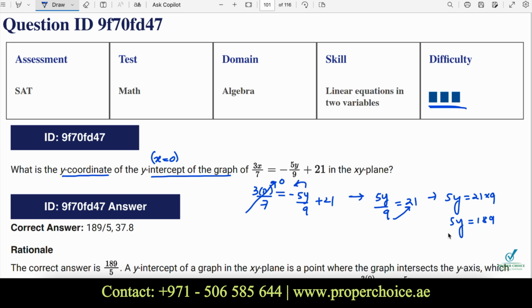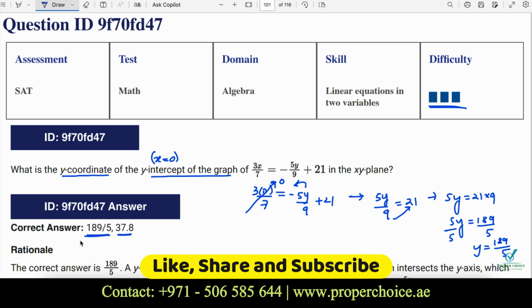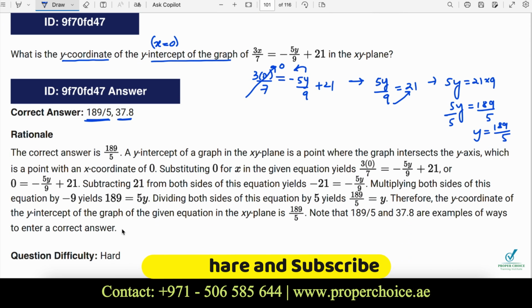To get the value of y alone, divide by 5 on either side. So that gives us y equals 189 by 5. So that is the answer. And you can also see here 189 by 5, or its equivalent in decimal, 37.8, is the answer. And that's how they have explained it.